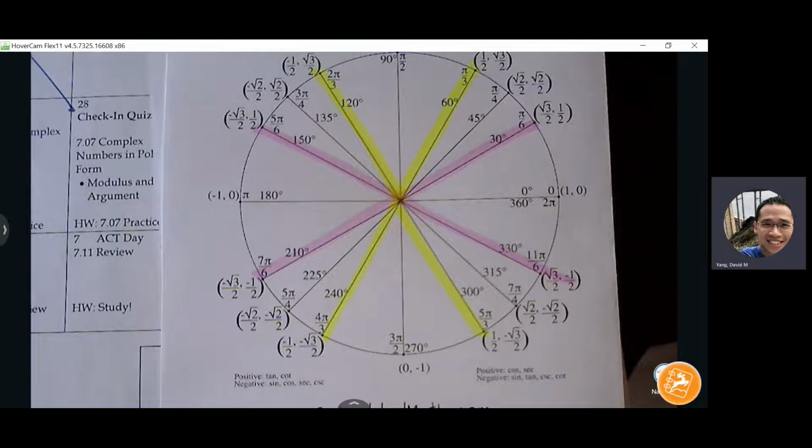Basically, all your sine and cosine values are one of 3 things. It's either 1/2, √3/2, or √2/2. One of those, and then the signs are potentially plus or minus.